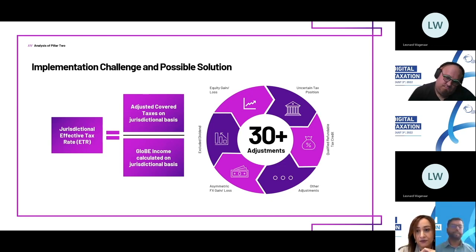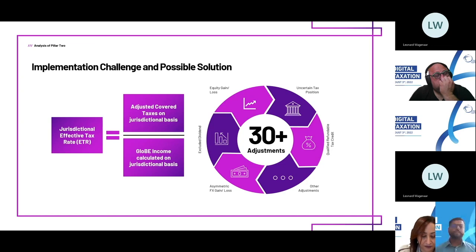Consider a situation where a multinational group has 50 subsidiaries across 50 jurisdictions. In that case, a multinational would have to compute or identify 1,500 data points, which is 30 adjustment points into 50 jurisdictions, to determine the first step, whether a particular jurisdiction is undertaxed. This is going to be quite a burdensome administrative burden for the multinational. So what's the solution for this? A simplified approach is something which could ease the administrative burden of the taxpayer and tax administration.